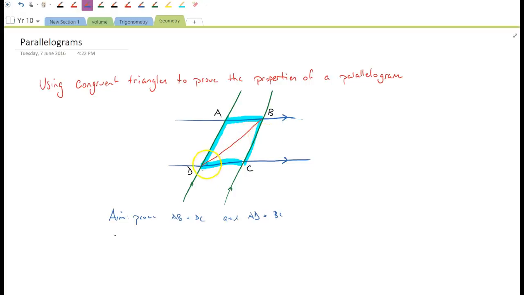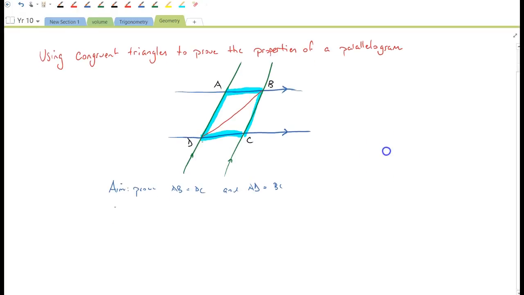In order to prove that, I've just drawn a diagonal here, DB, and I'm going to use that now. I've got two triangles created here, this one and this triangle here, and I'm going to try and prove they're congruent. Because if two triangles are congruent, their corresponding sides are equal, their corresponding angles are equal. So I'll be able to say that DC and AB therefore are equal. Okay, so can we do this?